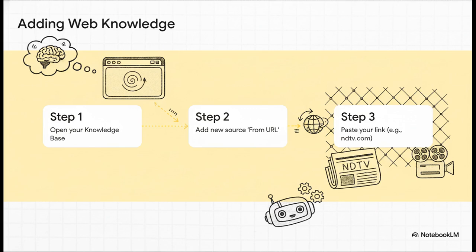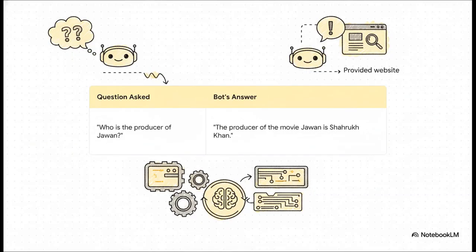BotPress automatically goes to that page, reads everything, and gets it all ready for our bot to use. So now, let's ask the exact same question again. Who is the producer of Joanne? And this time, bingo! It instantly replies with the correct answer, which you can see right here. It pulled that information directly from the website we gave it. Now that is a huge leap forward from just knowing about watermelons.